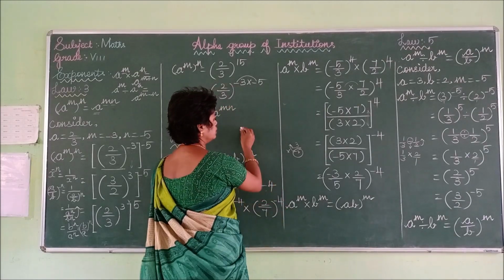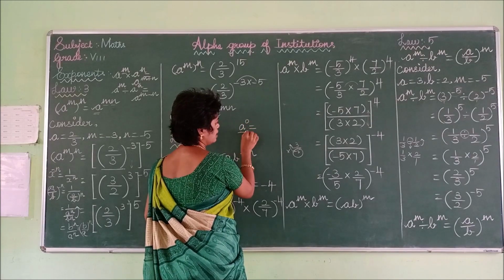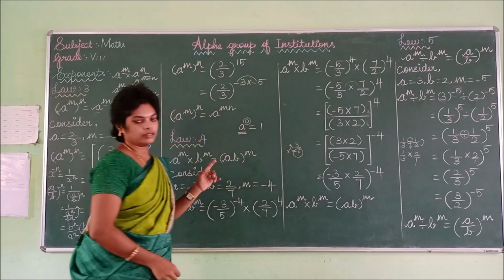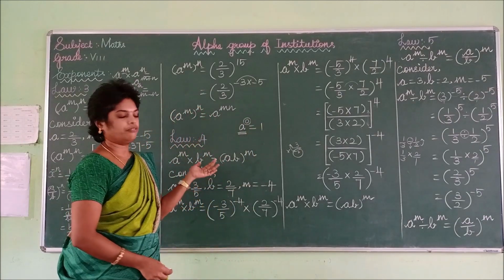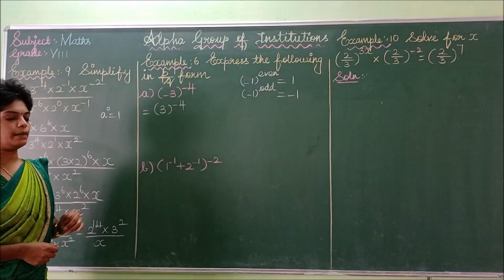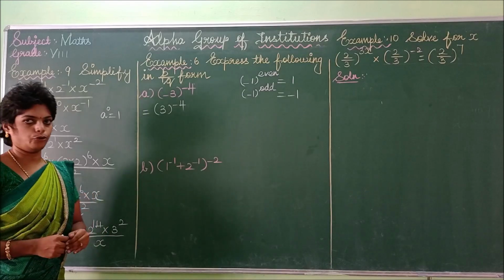Another important note is a power 0. Any value to the power 0 is equal to 1. If it is 2, what is 2 power 0? Our next example, number 6: express the following in p by q form.